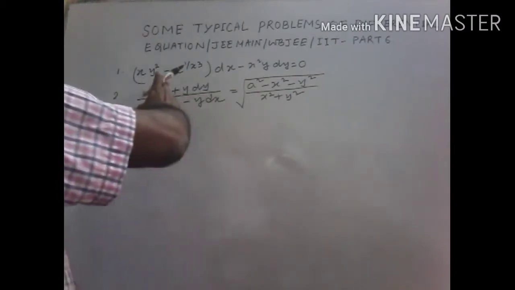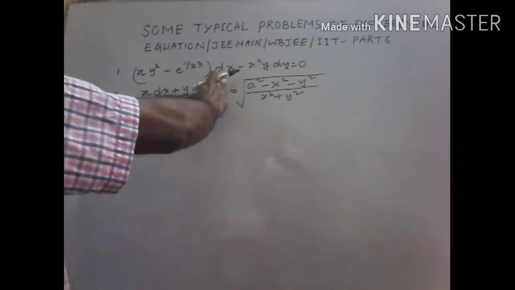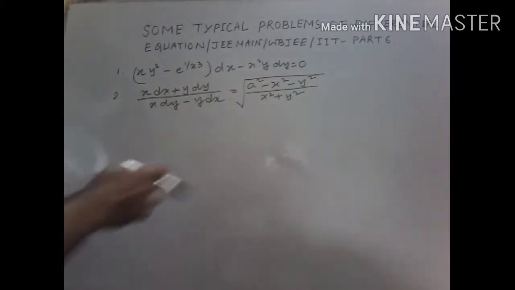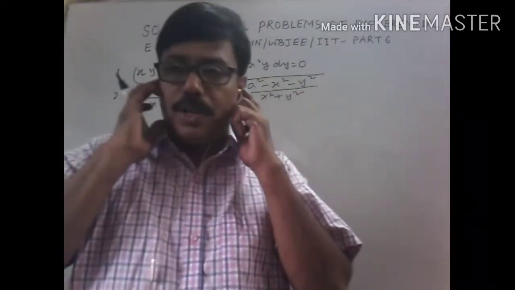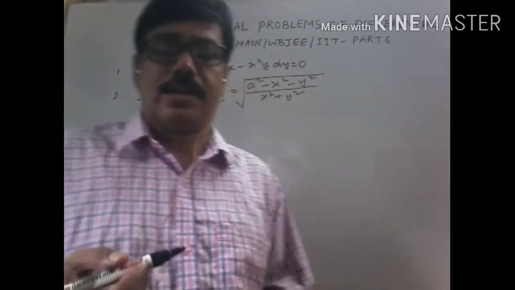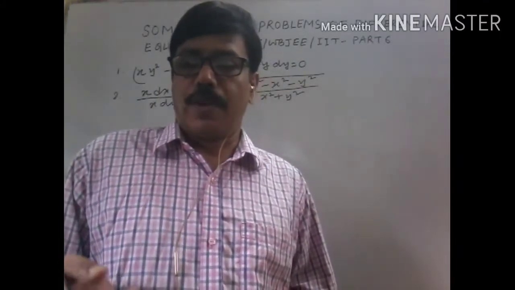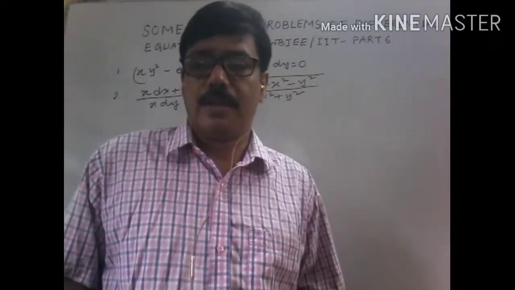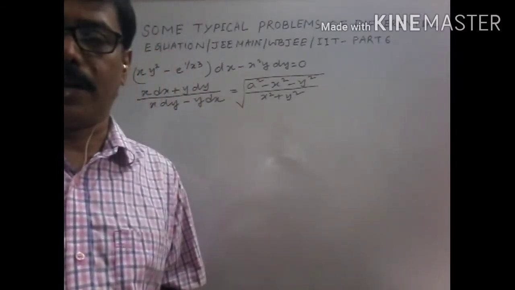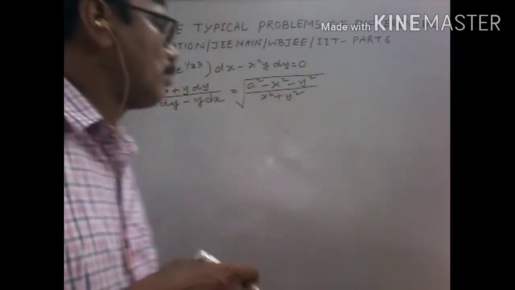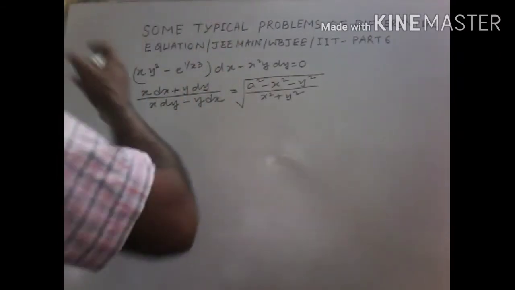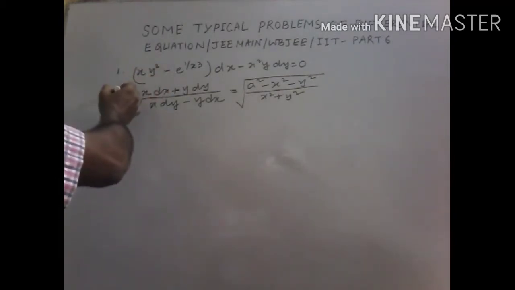If we get the terms x dx + y dy or x dy − y dx, then we use some standard results, that is, d of xy, d of x by y, d of tan inverse y by x, and so on. So look at this problem. Suppose problem number 2.